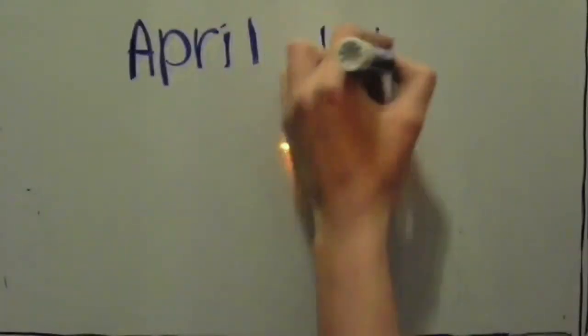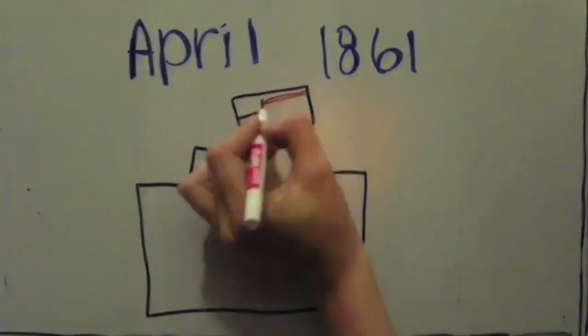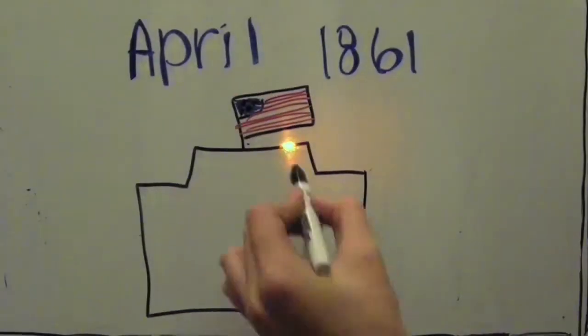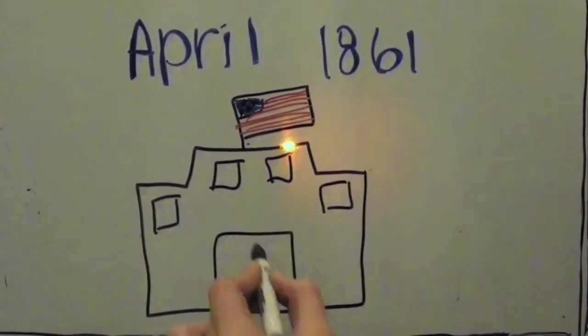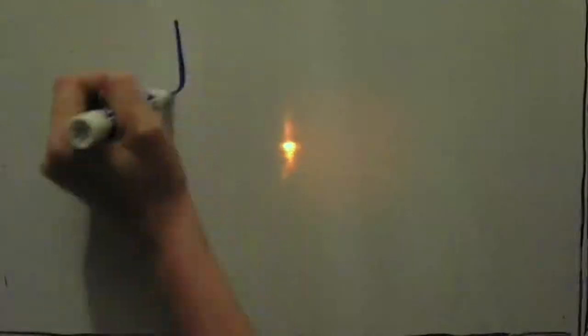Attack on Fort Sumter in April 1861 in Charleston, North Carolina. The Confederate forces bombarded the Union's fort, causing the Union to surrender, and this event started the Civil War.